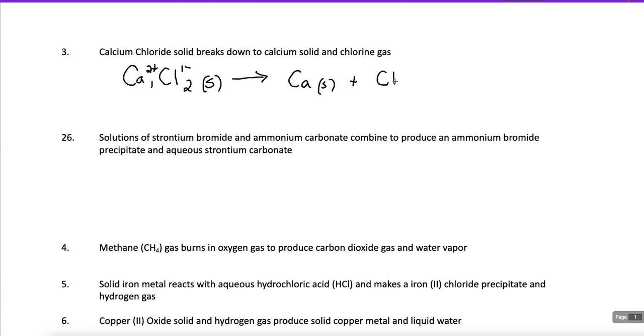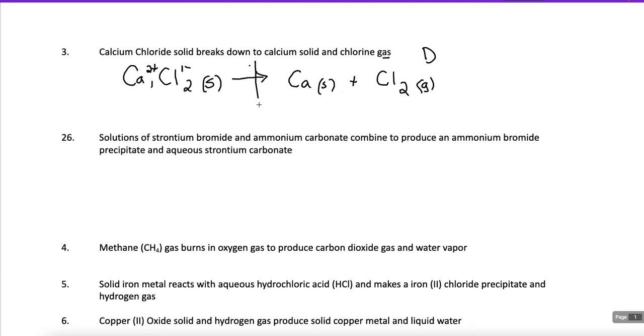Now, it's important to look at the tan chart again. Whenever you see the word gas, check whether chlorine is a gas that exists by itself, or is it a diatomic? If you look at the bottom middle of the tan chart, it is a diatomic. So that's Cl2, gas. So when you have one big thing breaking down, that's a decomposition reaction.